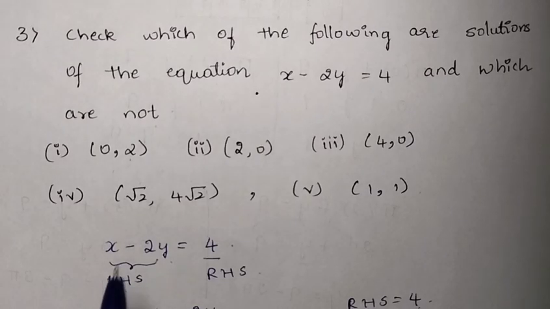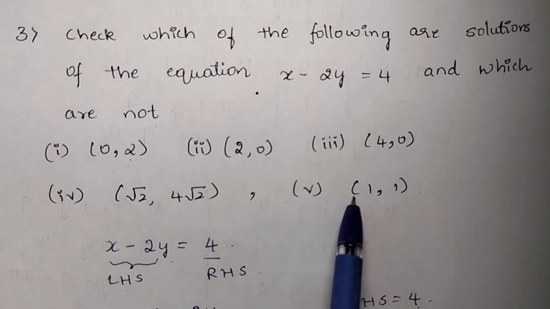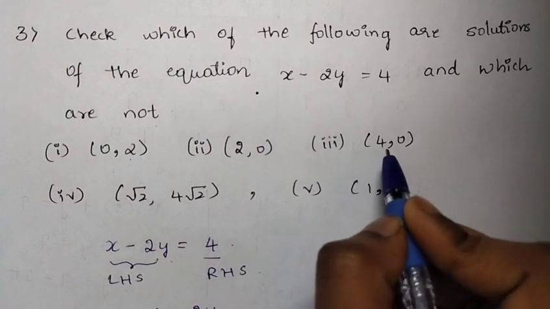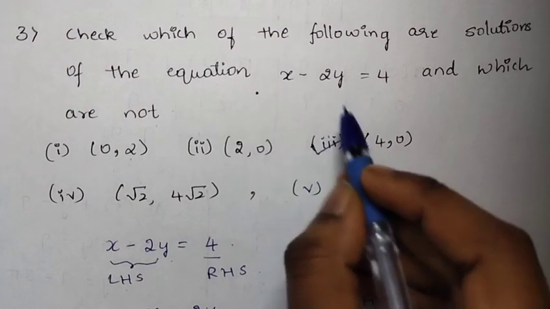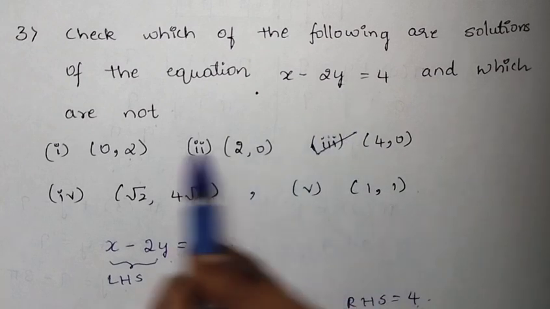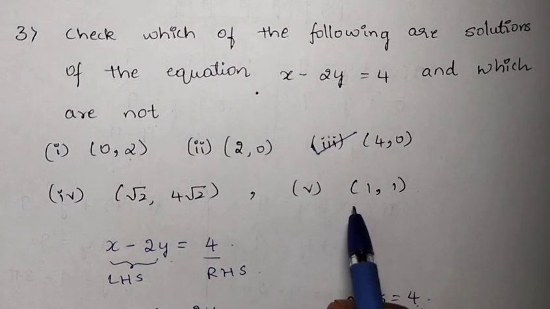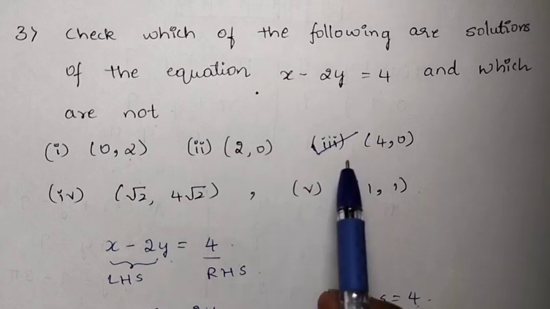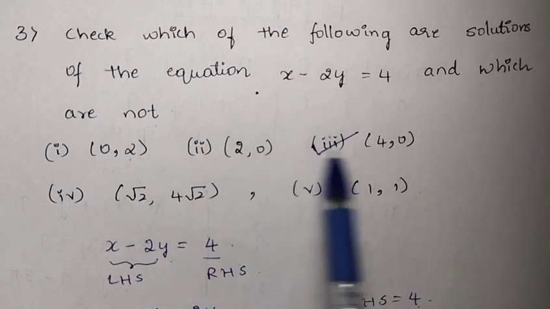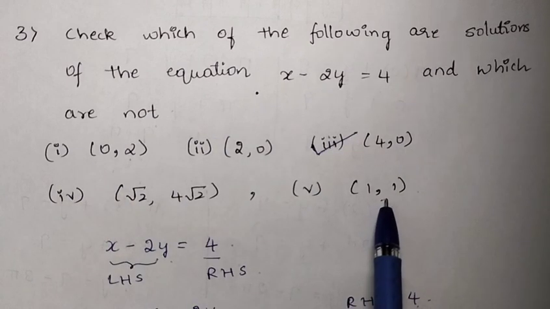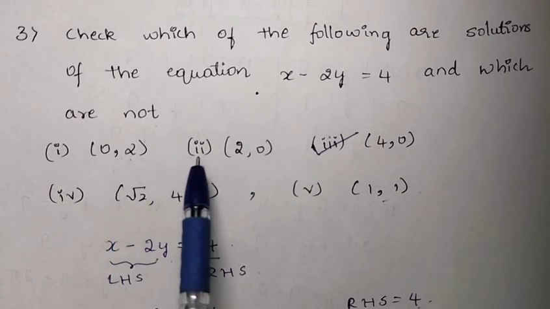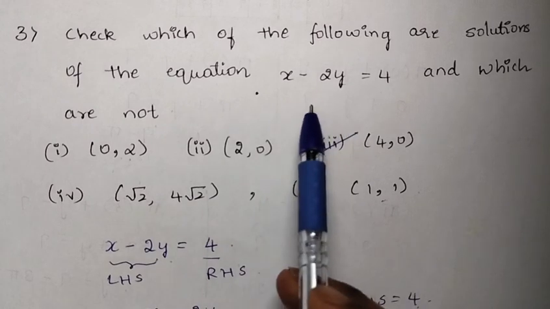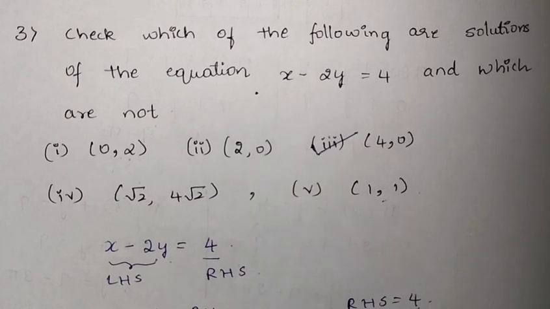So in the given question, among the 5 pairs of values, the third pair of values, 4 comma 0, is the solution for the given equation, and the rest of the pairs of values are not solutions for the given equation. This is the answer for the third question. In your exam, they will not be asking you to check all the 5 pairs of values. They may ask you for any 2 pairs of values to check whether it is a solution or not. Thank you, students.